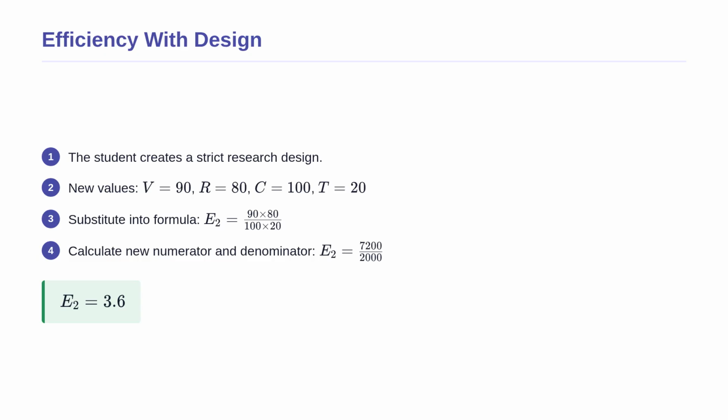The numerator, representing quality, is now 90 times 80, which equals 7,200. The denominator, representing resources, is now $100 times 20 hours, which equals 2,000. Dividing the new quality score by the new resource expenditure gives us a research efficiency of 3.6. This final answer shows a massive improvement over the initial score.